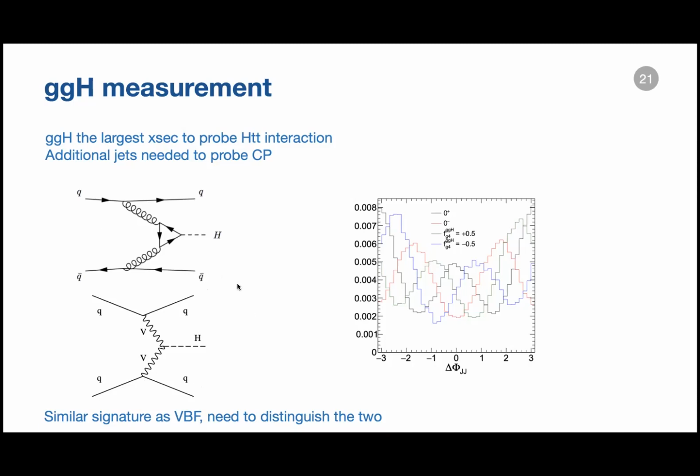Then if you look at the delta phi of the two associated quarks or gluons, you see that they show very different patterns when it's CP even or CP odd, or when you have a mixture with positive or negative sign. So this is very good news. One can use this very simple observable to probe the CP of the Higgs boson in gluon fusion.